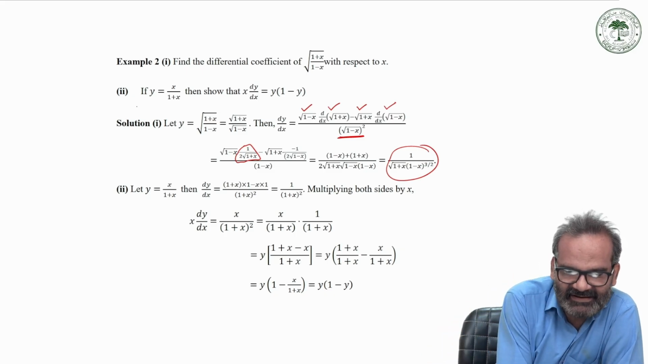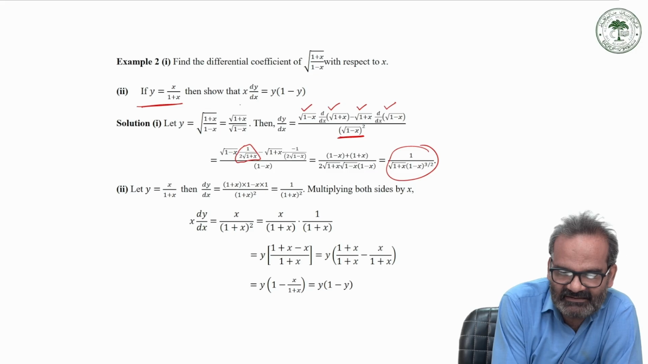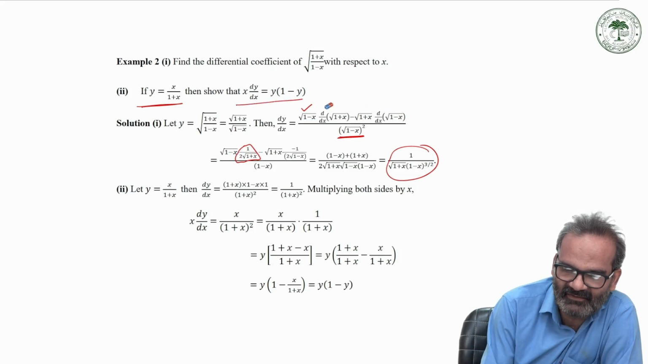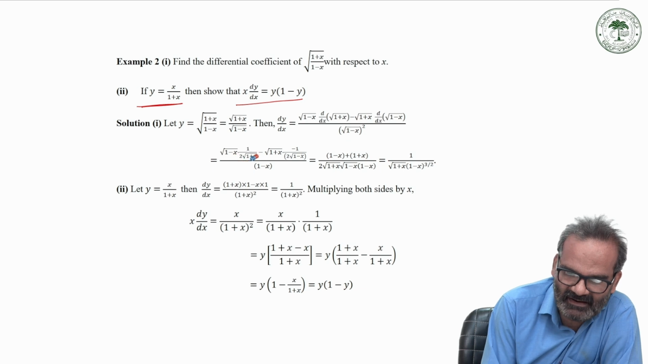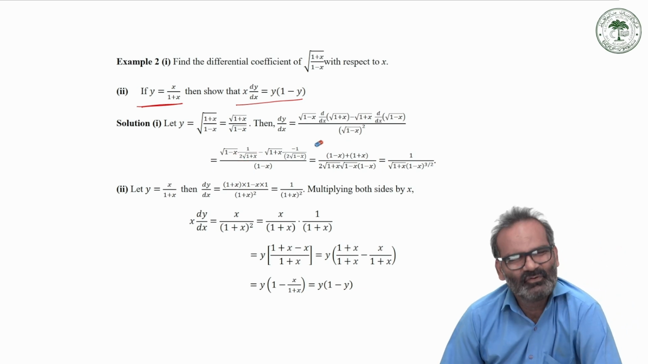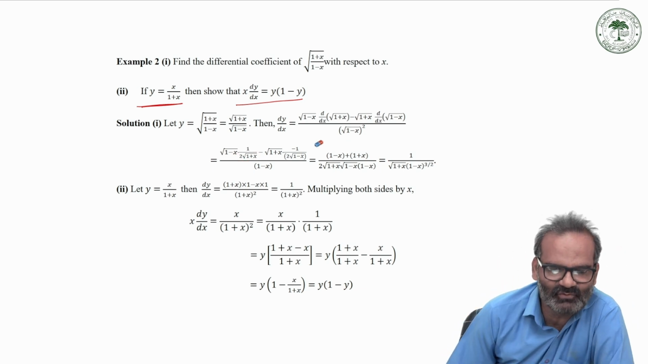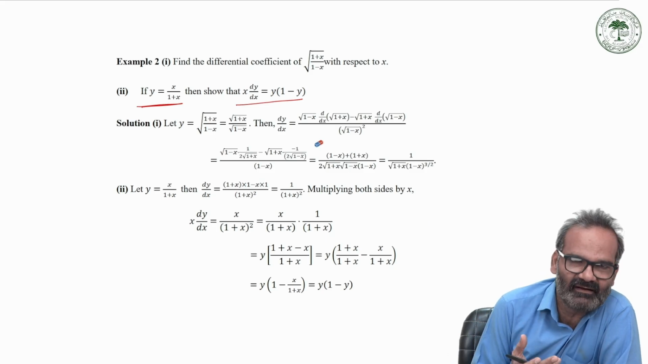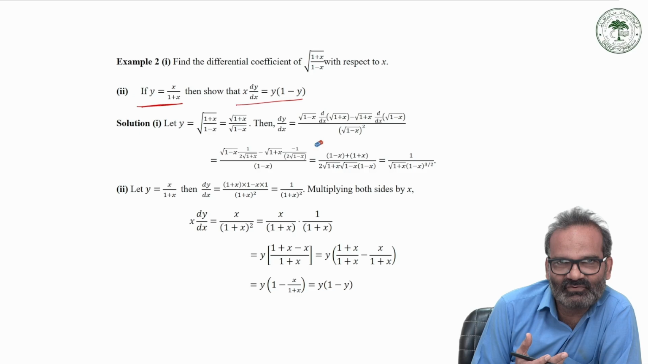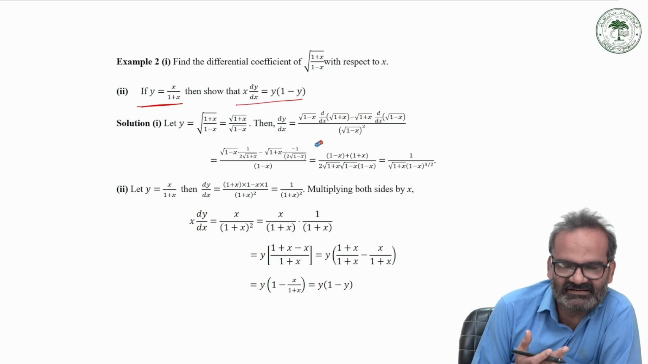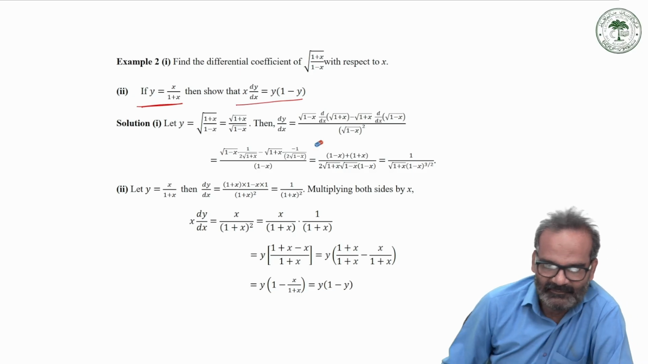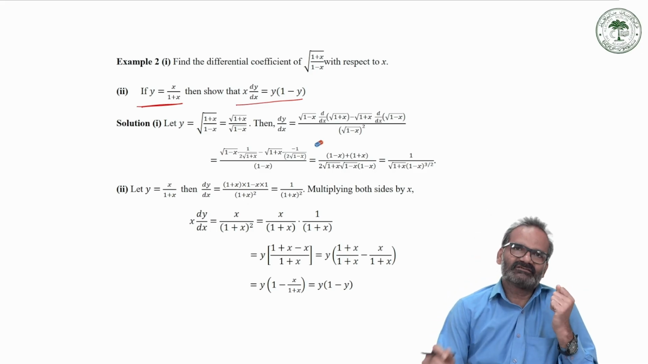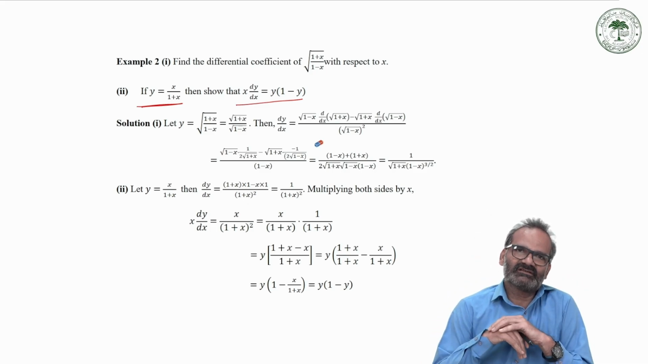Take this, if y is given like this, then show that x dy over dx is equal to y(1 minus y), right? I told you in the last lecture that such type of questions we will face many times. And I have also told you the method for solving such type of questions. There are three basic methods or techniques to find out the solutions of such type of questions.